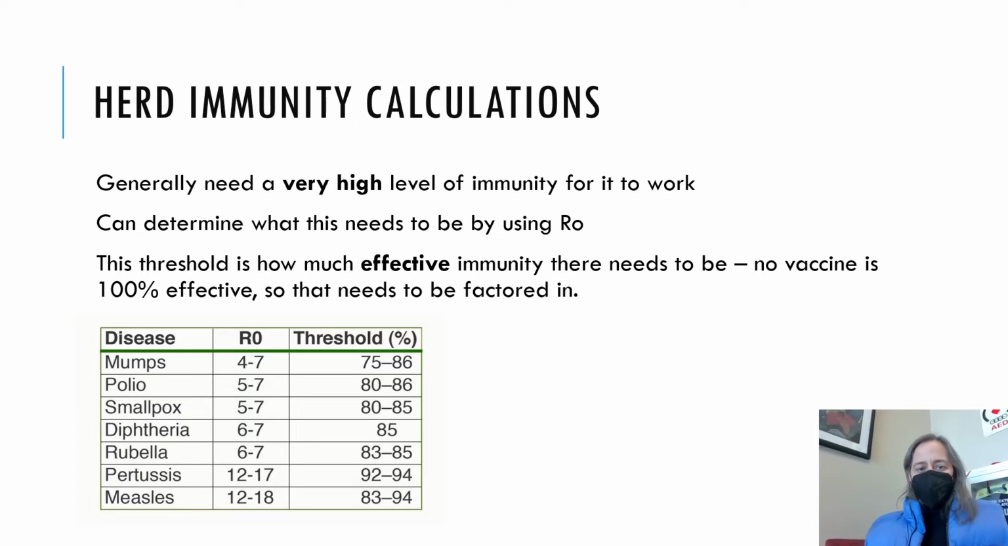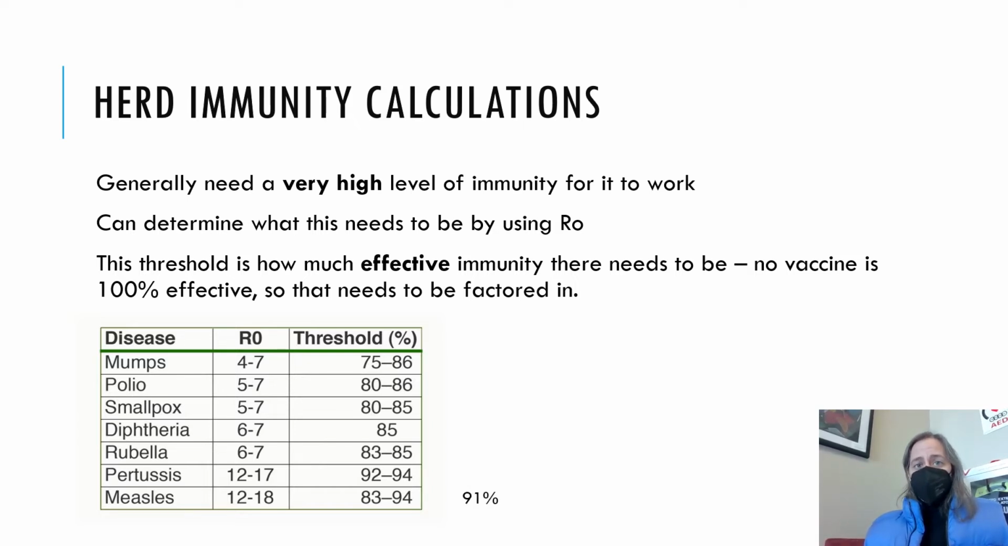So how high does that level of community immunity need to be? Well, what's interesting is you can actually use that R0 number to figure it out. So there's an equation in the book. I won't make you learn it, right? But depending on what the R0 is, you can calculate about what percentage of the population needs to be effectively immune in order to reach that herd immunity. So you can see for measles, for example, down at the bottom, which has that really high R0, you need somewhere between 80s to 90% of the population to be effectively immune.